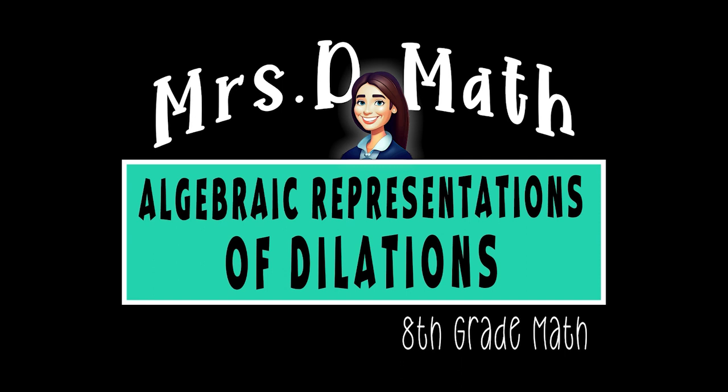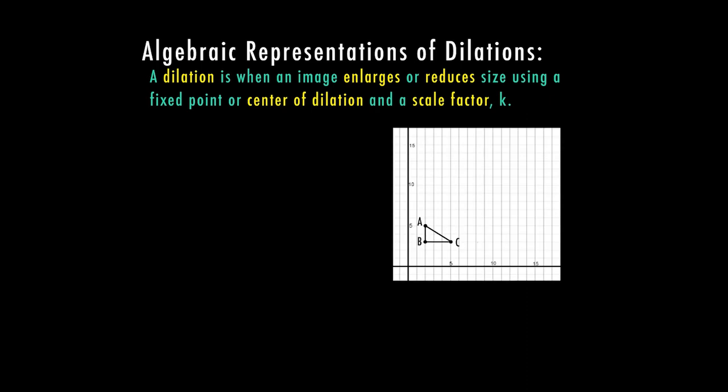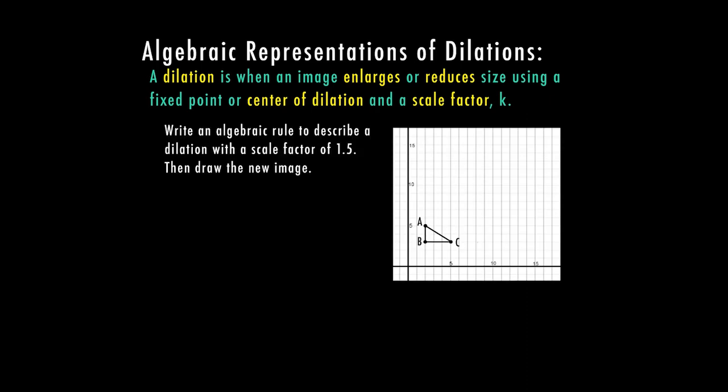We're going to be covering algebraic representations of dilations in 8th grade math. This video goes along with the properties of dilations, which you can find linked below. So a dilation is when an image enlarges or reduces size using a fixed point or center of dilation and a scale factor k. If you've already watched the properties of dilations, then you've already gone over this definition with us. But we're going to look here at the algebraic representations of these dilations.